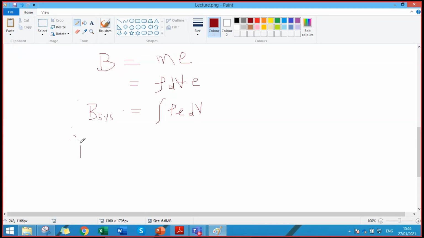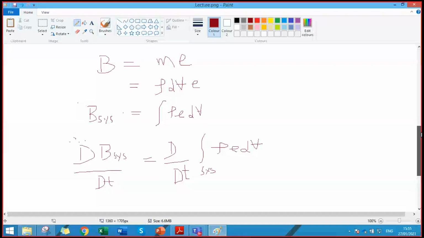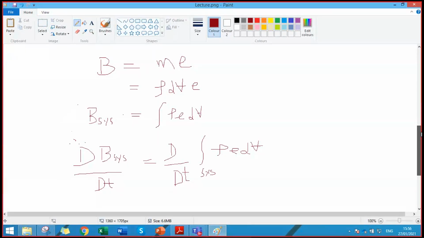So dB system by dt would be equal to d by dt of the integral over the system rho e dV. Clear? Is it clear? Yes, sir, it is.